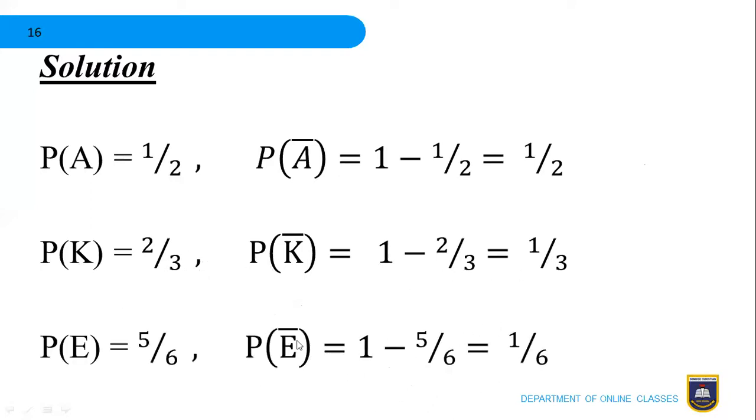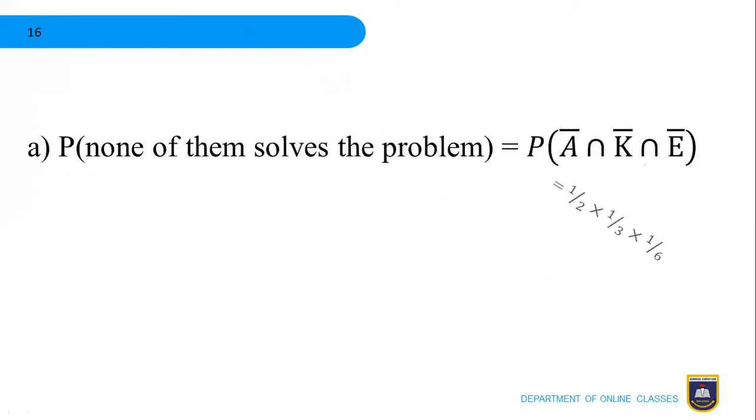Again, the probability that Ernest solved the problem was given as 5 on 6. So probability that Ernest did not solve the problem will be 1 minus 5 on 6. That gives us 1 over 6. Knowing their respective probabilities of solving and the probabilities of not solving the problem, we can now solve the first part.